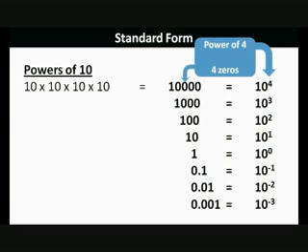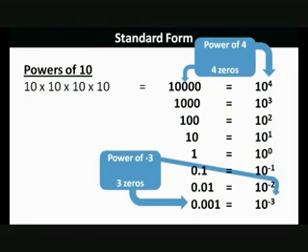Now you see a pattern emerging here. When you have 10 to the power of 4, the number that it's equal to has 4 zeros in it. So it's an easy way to remember how many zeros correspond to which power of 10. Similarly, at the other end, 10 to the power of minus 3 is a number with 3 zeros in it if you include the one before the decimal point.